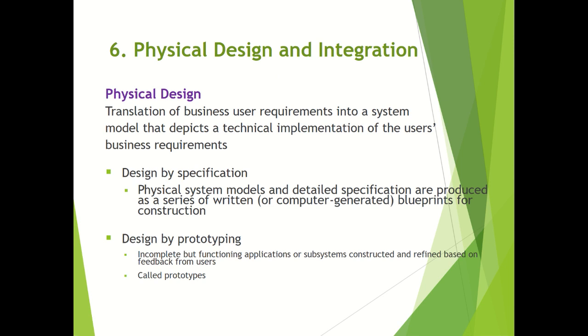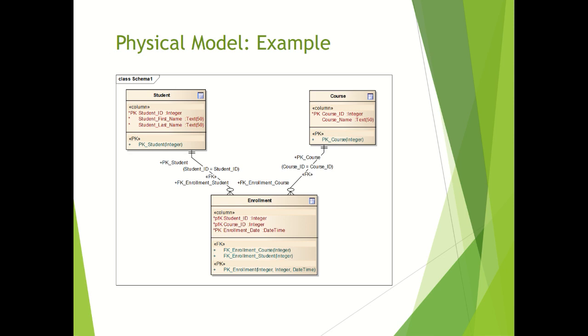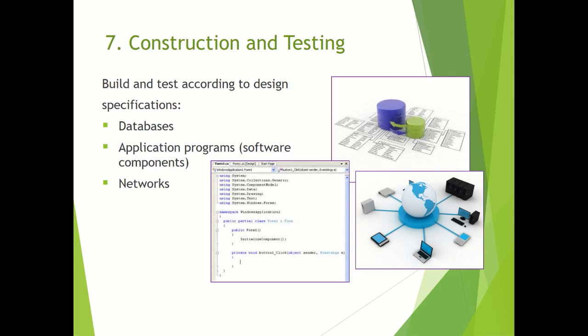And now the next one comes the physical design and integration. So this you have already seen. I mean, you can either design by specification. Design by specification is like your physical system models and detailed specification, which will be written or computer generated blueprints of construction. And prototyping means you are actually building the actual miniature model of the real time system that you are going to build. And so the physical model comes like this, some CAD design or some DB design, ERD design by using Power Architect or something like that.